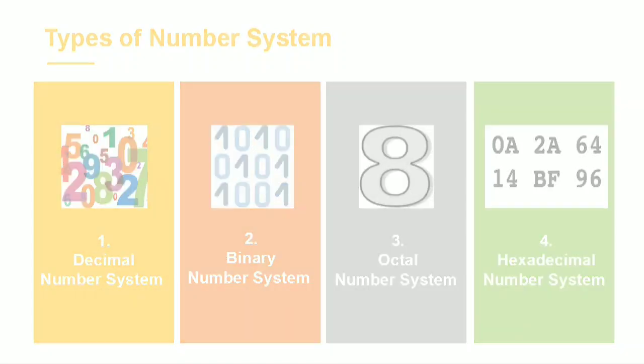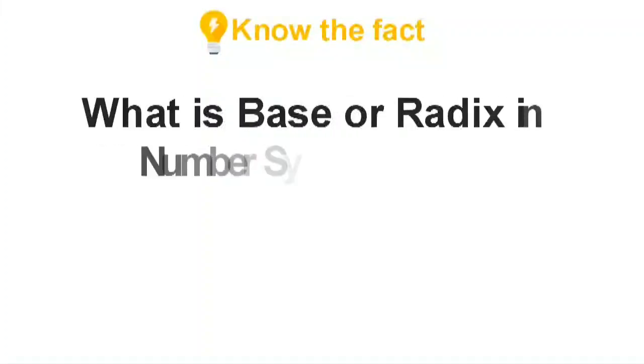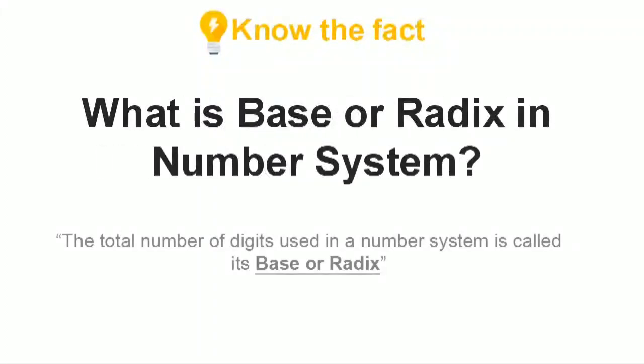Before moving ahead, let's clear something. What is base or radix in number system? The total number of digits used in a number system is called its base or radix. Students, please remember this definition.